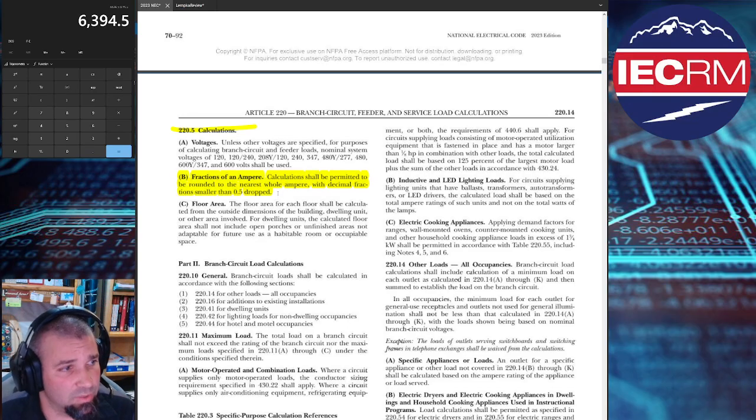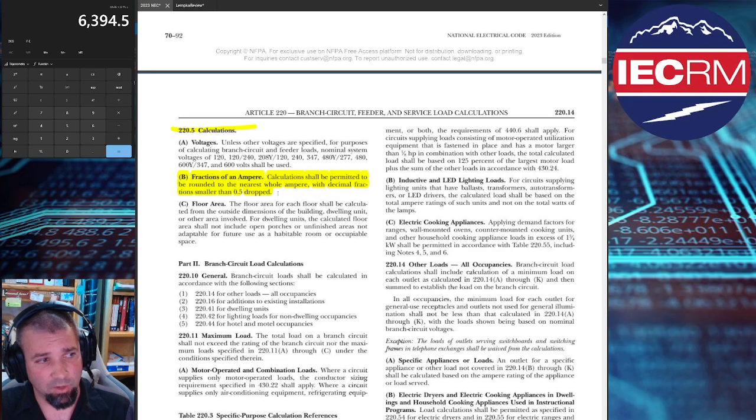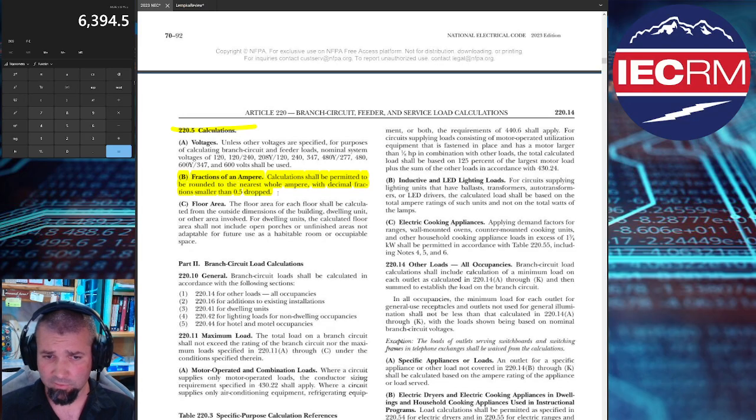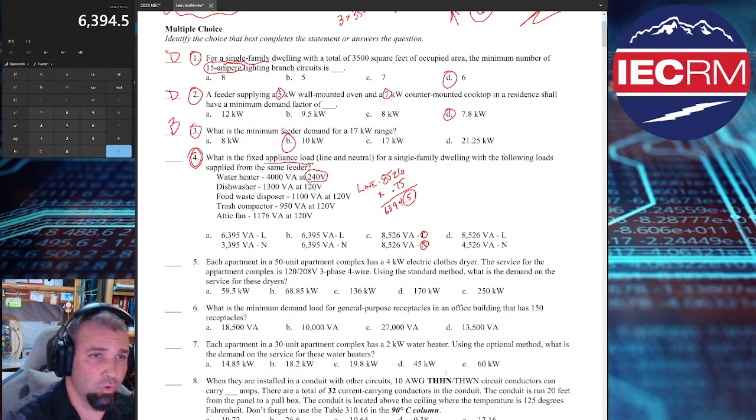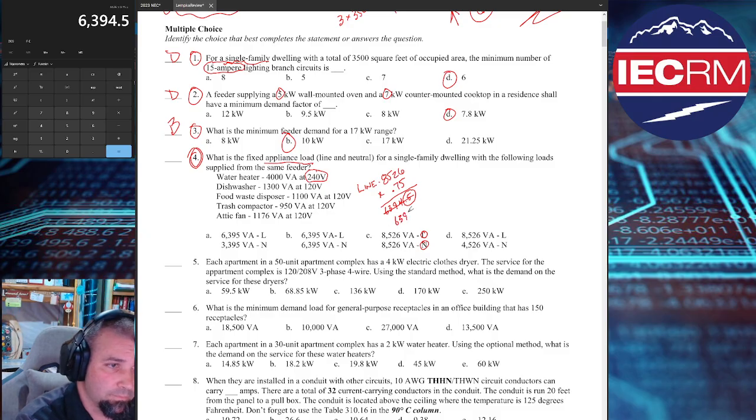Okay, 220.5(B) says calculations shall be permitted to be rounded to the nearest whole ampere with decimal fractions smaller than 0.5 dropped. Okay, in this case, that means we'll go up to the next one. Okay, we'll go up to 6395. But if we had been less than that, at 0.4 perhaps, we could just drop that off. Okay, and that lives in 220.5. Cool. So we will be at 6395.